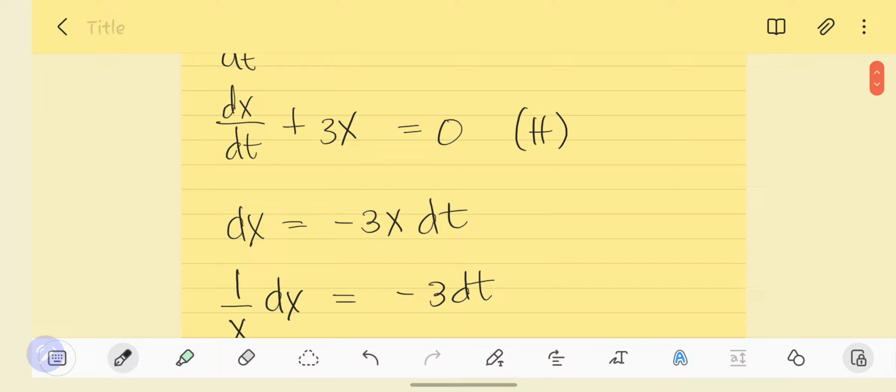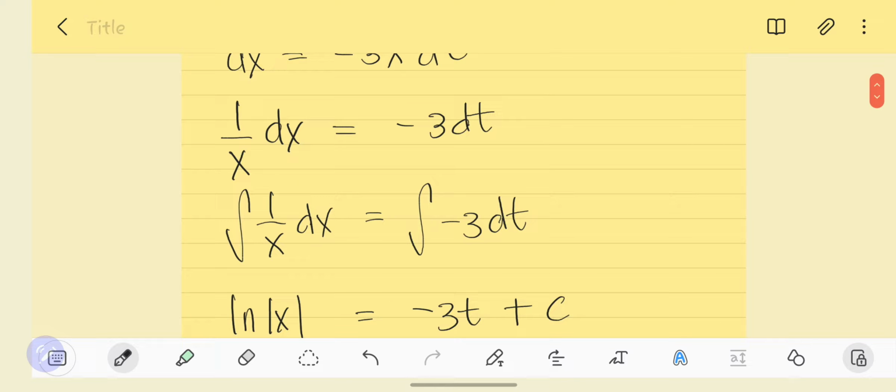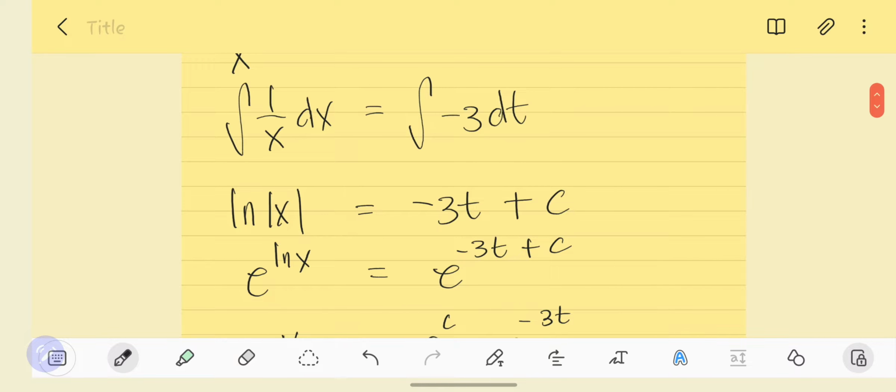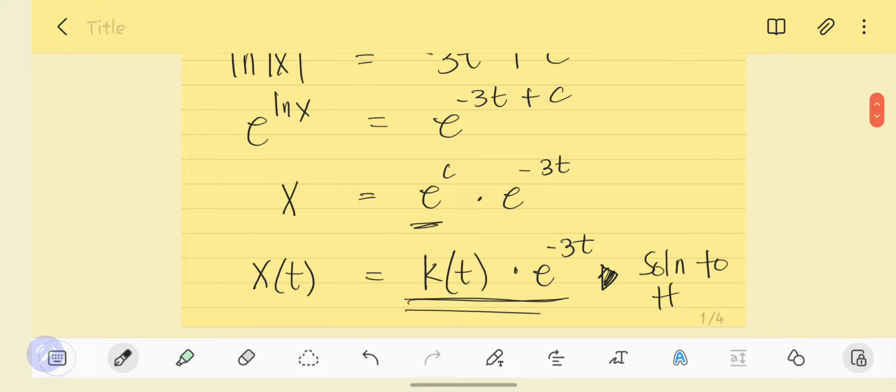Then dx is equal to negative 3x dt. Then this becomes 1 over x dx is equal to negative 3 dt. Now integrating that, the integral of 1 over x dx is equal to the integral of negative 3 dt. The integral of 1 over x is ln x, and the integral of negative 3 is negative 3t plus c. Then, raising that to e, e to the ln x is equal to e to the negative 3t plus c. And then x is equal to e to the power of c times e to the negative 3t.